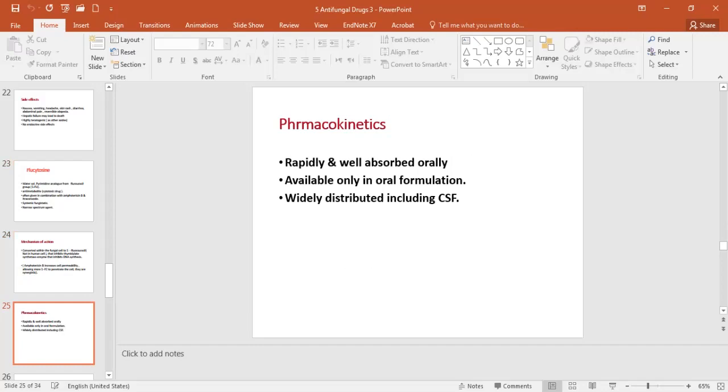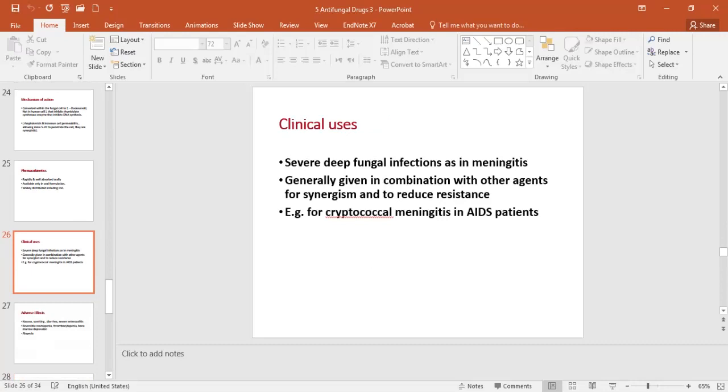Pharmacokinetics: it is rapidly and well absorbed orally. It's available only in oral formulations and is widely distributed, including the CSF. The clinical use is for severe deep fungal infections as in meningitis, generally given in combination with other agents for synergism and to reduce resistance. In recent times resistance has started to appear even in fungi, for example some strains of Candida, such as multi-drug resistant Candida auris.